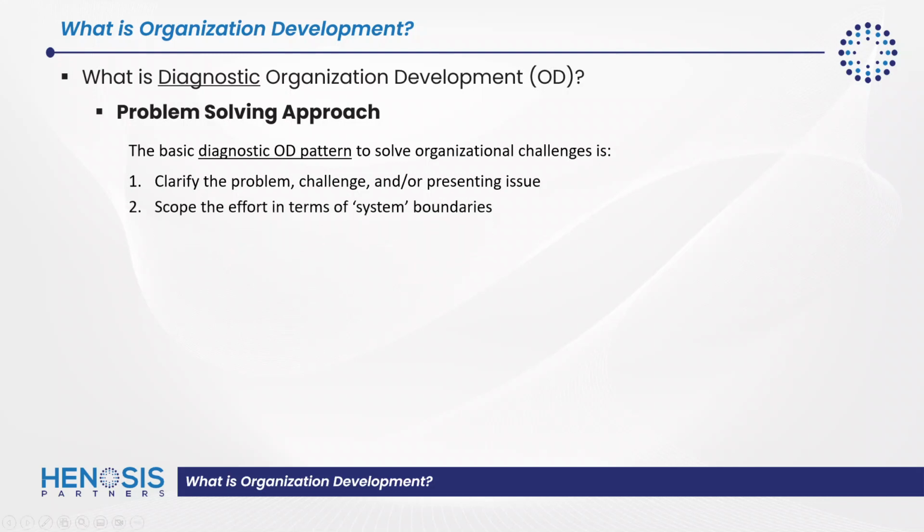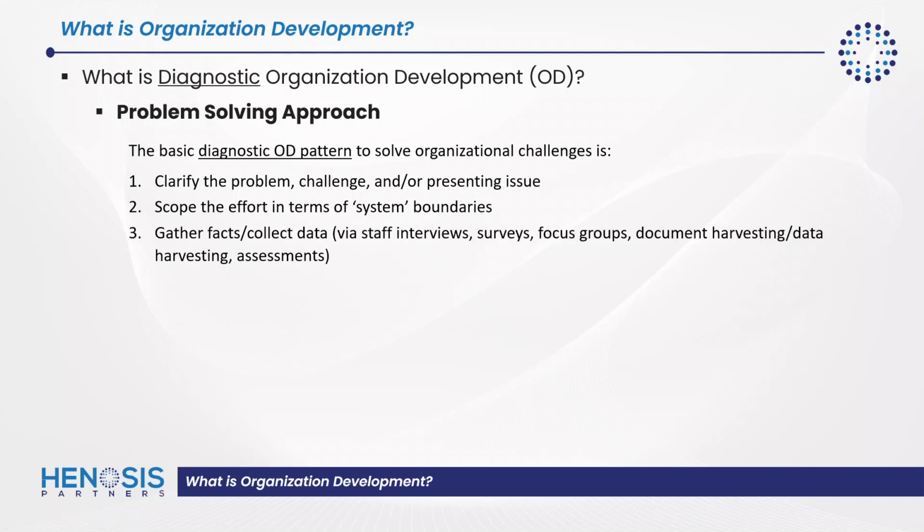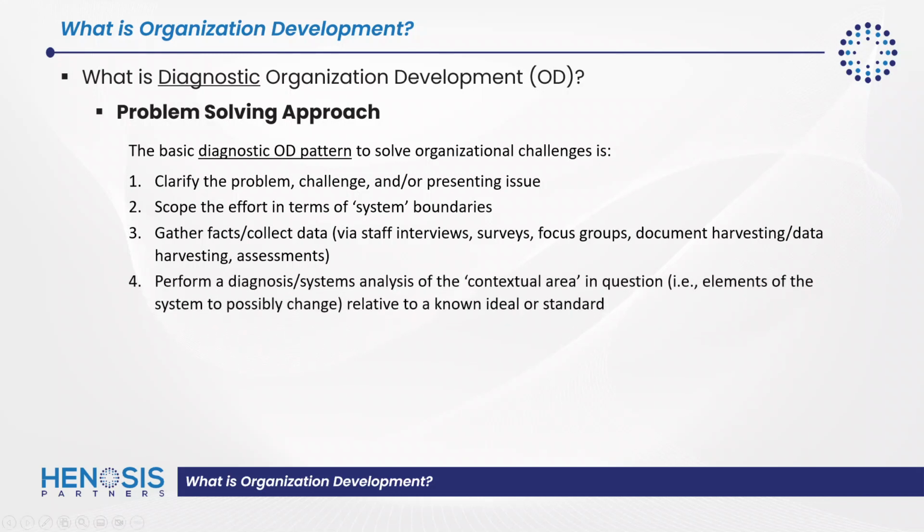From there, we scope the effort in terms of its system boundaries. Then we gather the facts and collect data, leveraging the tools we just discussed, such as staff interviews, surveys, focus groups, and so forth. Next, we perform a diagnosis, a systems analysis of the area in question, looking specifically at the elements of the system that we can possibly change, and doing this relative to a known ideal or standard.